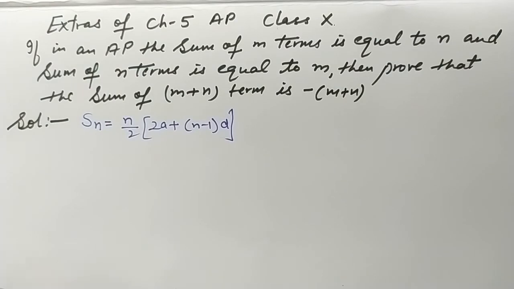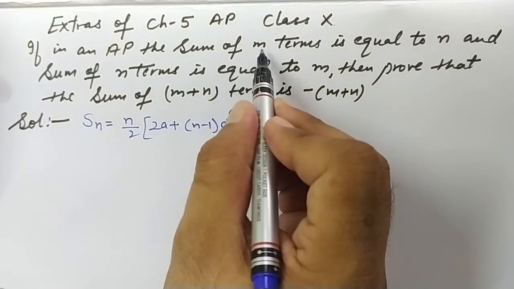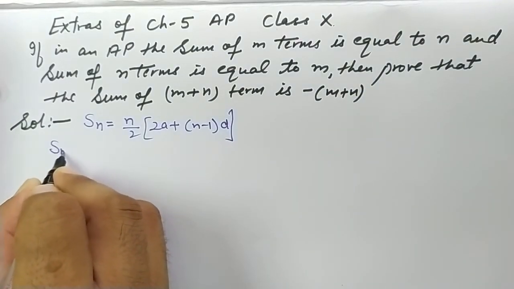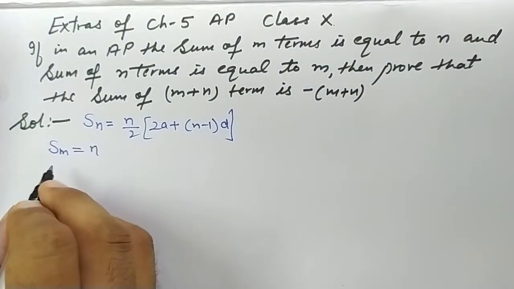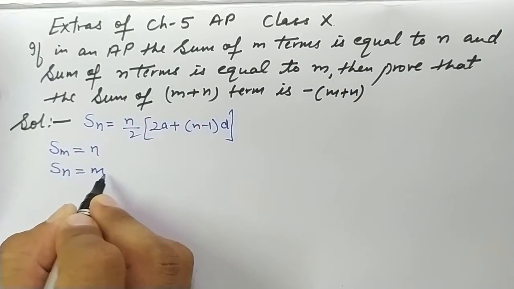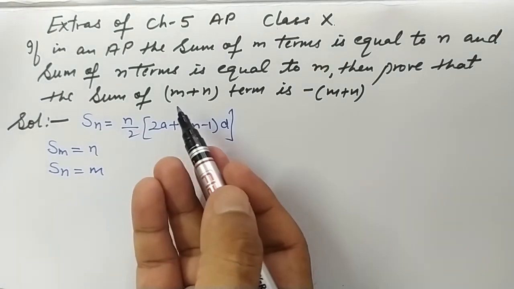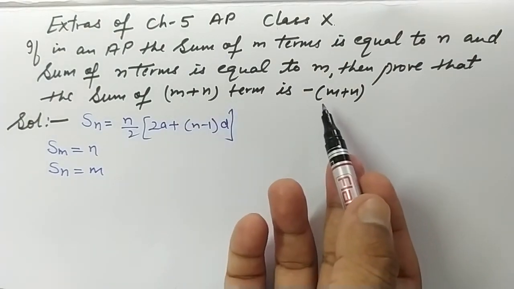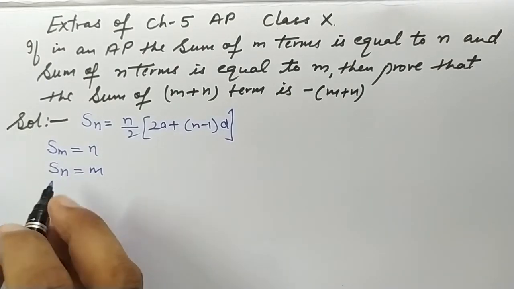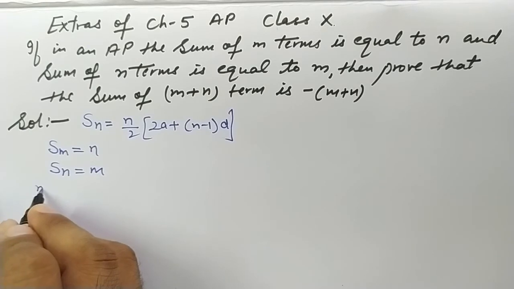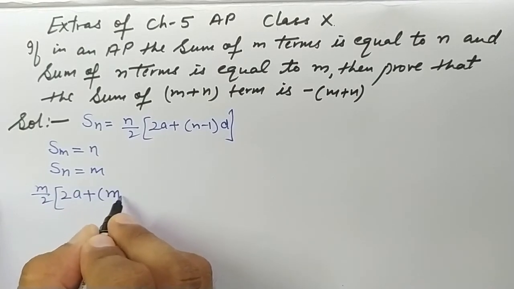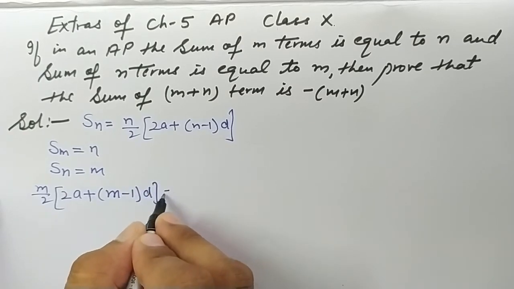So let's start the question. What is given? The sum of m terms is equal to n, so it means Sm is n here, and the sum of n terms is m, so it means Sn is m. We need to find Sm plus n, which should come to minus m plus n. So fill in the values here. Sm, from this formula, is m by 2 into 2a plus m minus 1 d is equal to n.